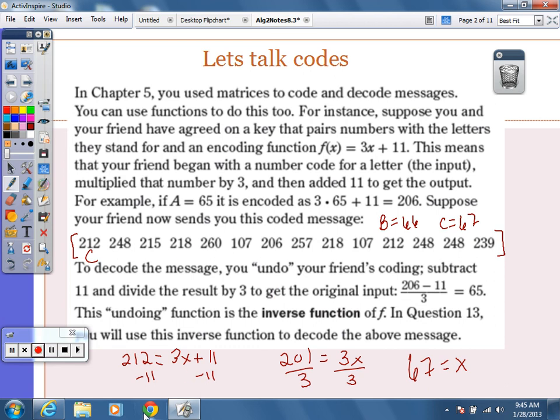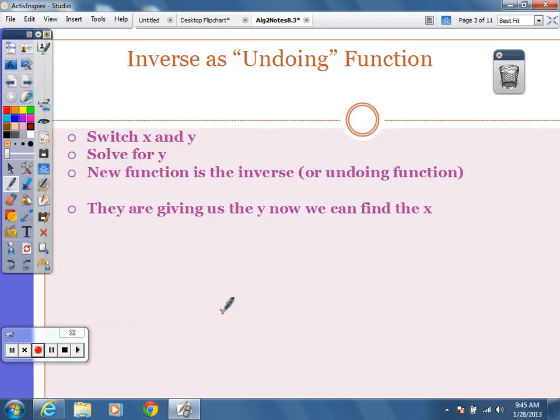Now, I would have to do this process every single time. It would be so much nicer if I had a formula that I could just plug into my calculator, look at the table, and get these number values very quickly so I didn't have to do the math every time. This undoing process, undoing this code that was already done, is the inverse function of f. So in question 13, you're going to use the inverse function to decode that above message, but it'd be easier if you found the rule for it. You could type it into your calculator and get the list of numbers instead of having to do it each time individually. And that's kind of what we're going to talk about today.